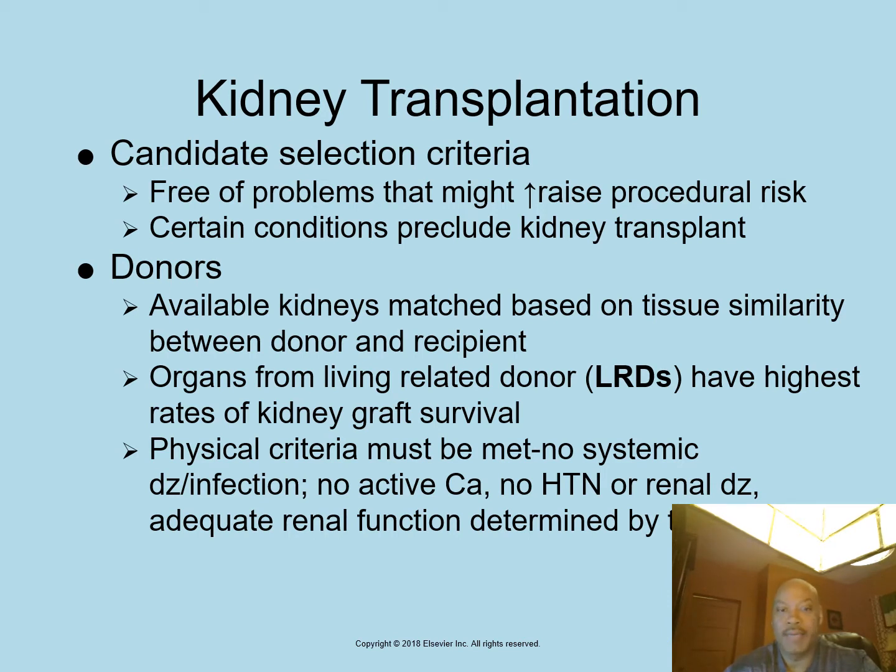Organs from living related donors, or we call them LRD, have the highest rates of kidney graft survival. So when you have these patients who donate an organ and they are alive, the recipient will likely have that particular organ for quite some time, in other words.